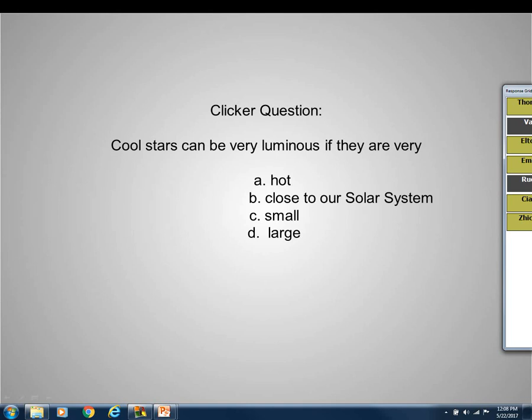And try to keep in mind the difference between luminosity and brightness, by the way. Anyone else want to change? Are we good? Okay, I'll wait. All right, we good? This one's a little trickier. Let's see if we can figure it out.